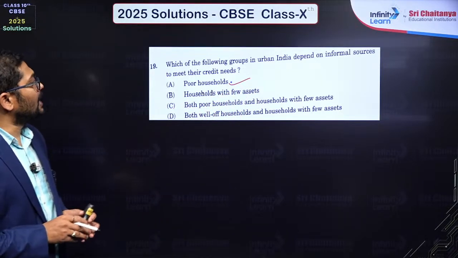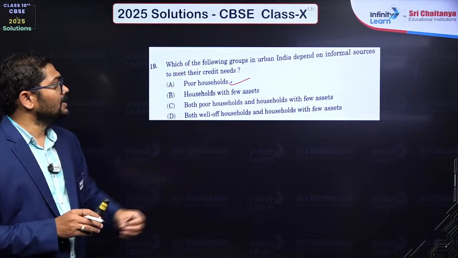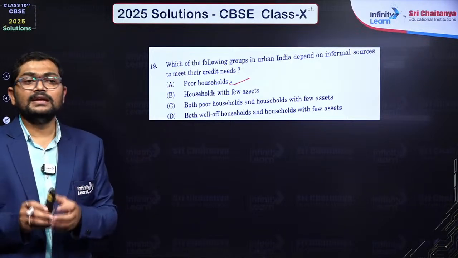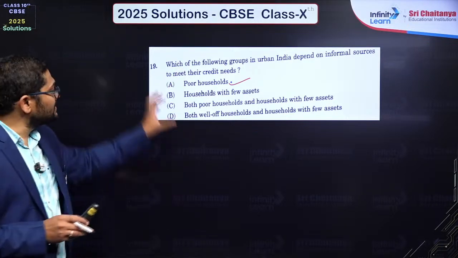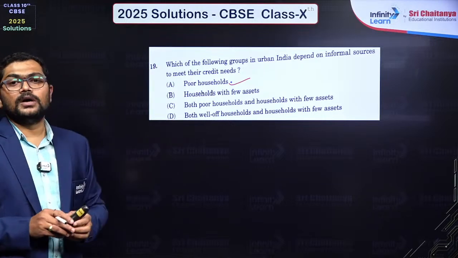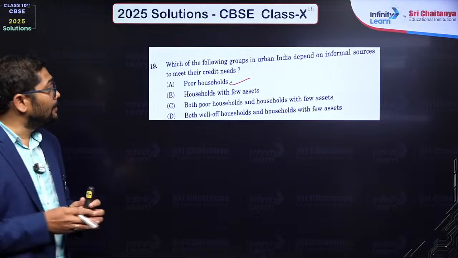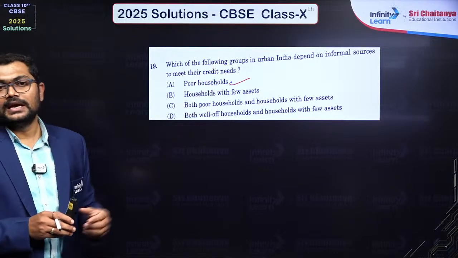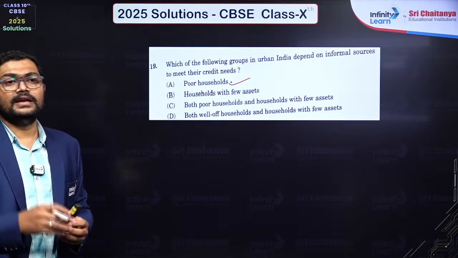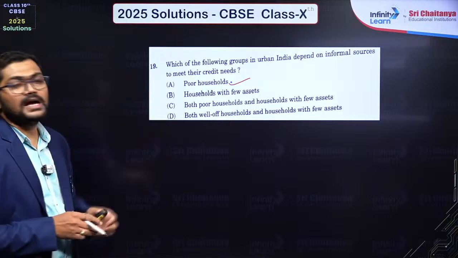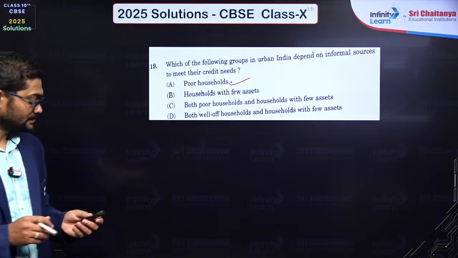54% of the poor households are actually dependent upon the informal sources to meet their credit needs. So it is the answer given based on the percentage of the households which are depending upon the informal sources of credit in order to meet their needs. So we can go with answer A for the 19th one.